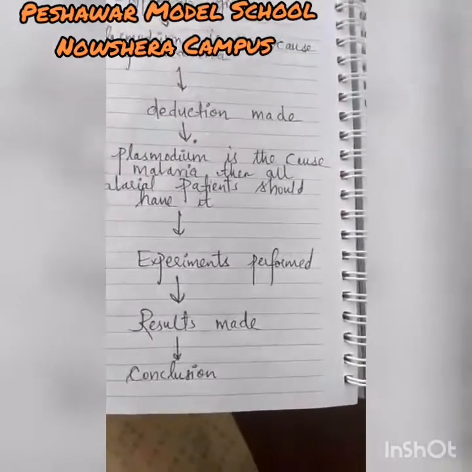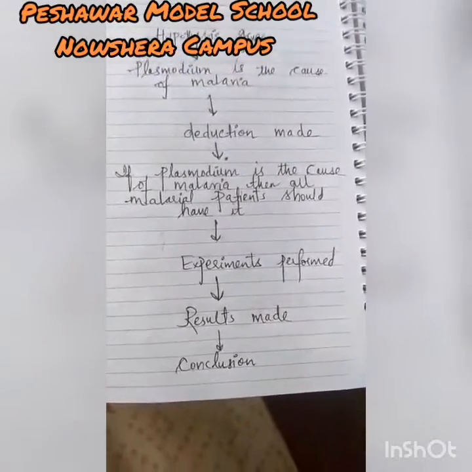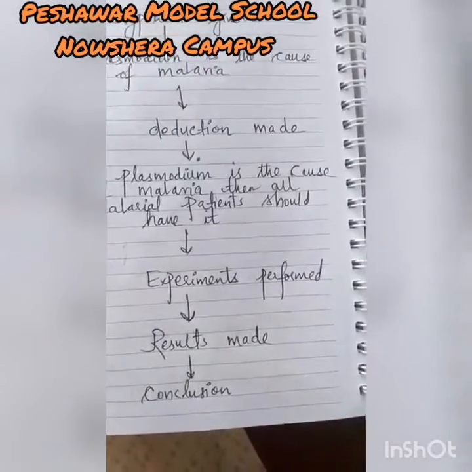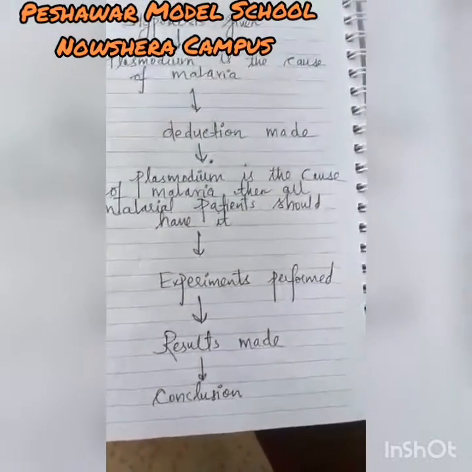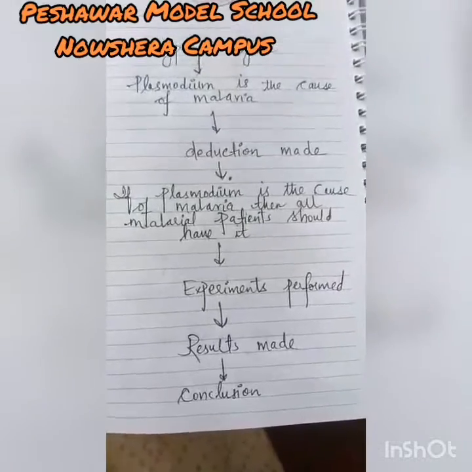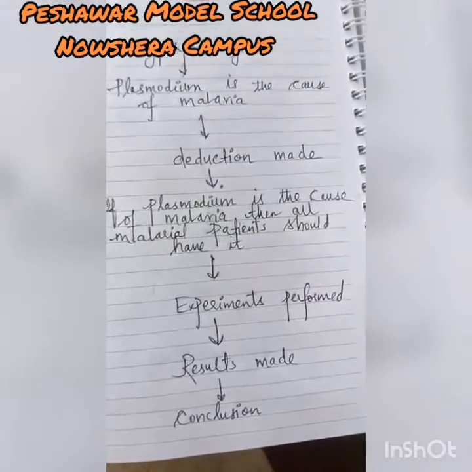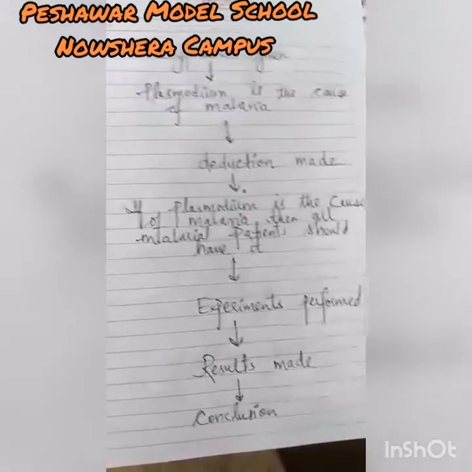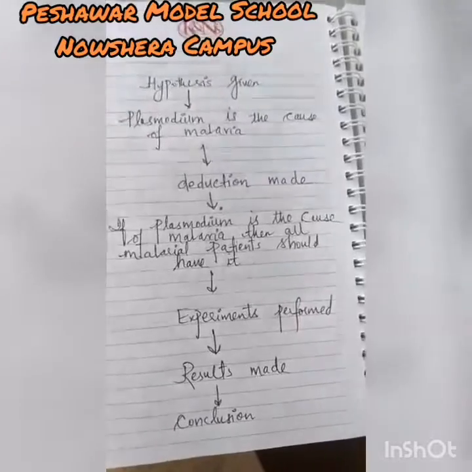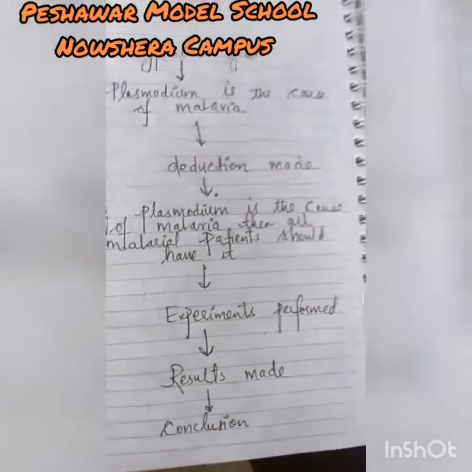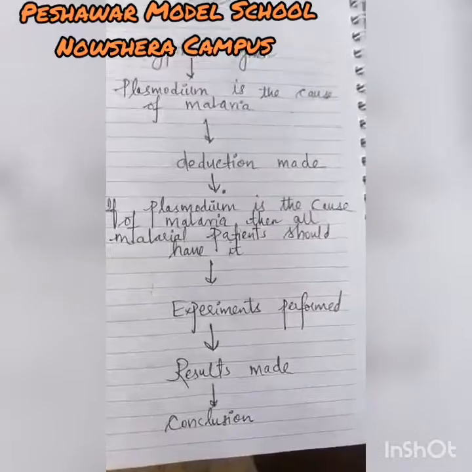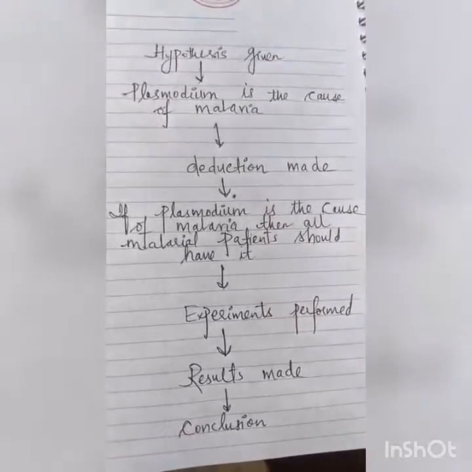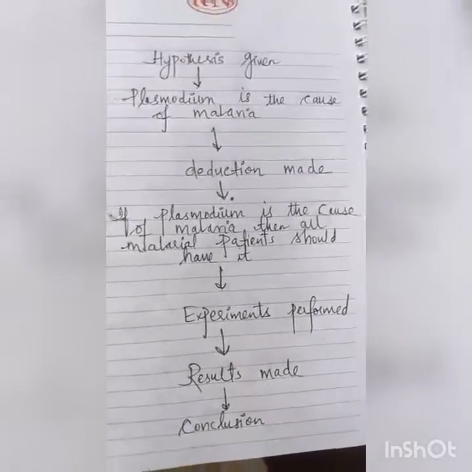Further experiments confirmed that plasmodium is present in the blood of the malarial patients. Then results were made, and finally it was concluded that yes, all the patients who have malaria have plasmodium in their blood, and those who did not develop malaria at that time were found to have plasmodium in an incubation period in their blood. So the conclusion for the biological problem was made that plasmodium is the cause of malaria.